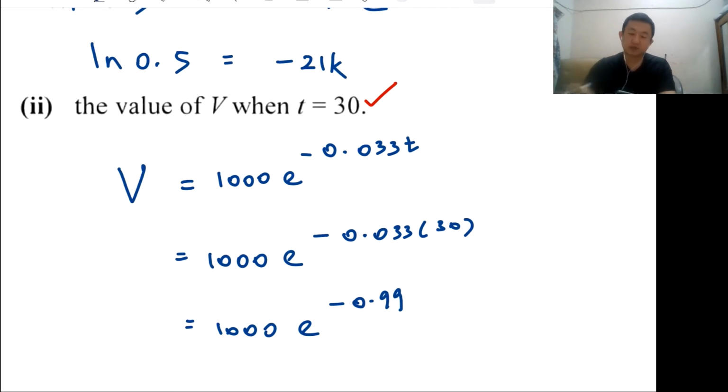I'll just put everything into the calculator. Now, along the video, the sessions, if you think you need more time to digest and understand the concept, you can pause the video though.